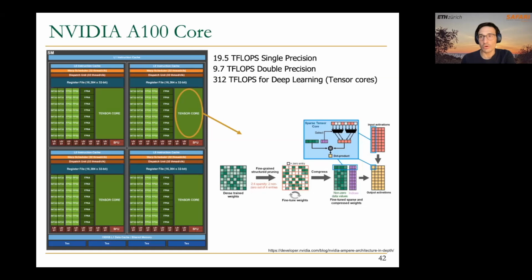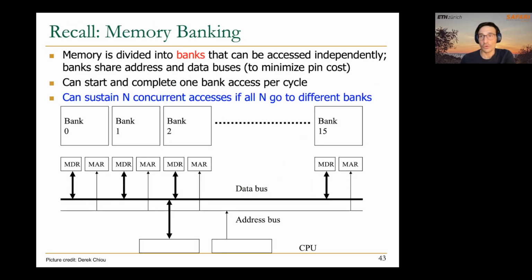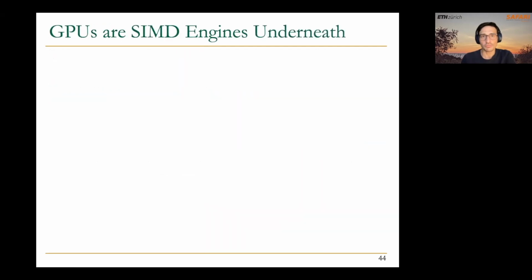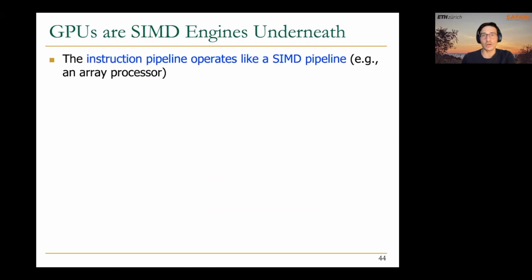But there is something more that resembles in this core what we have seen in the slides from the beginning of this lecture. It's that we also have banked memories in GPUs. And in particular, this shared memory that you can see here at the bottom of the A100 core is a banked memory. And we will talk about it in detail and about how to access this banked memory in a later lecture. So GPUs are SIMD engines underneath.